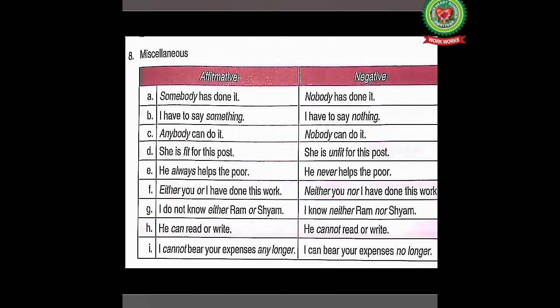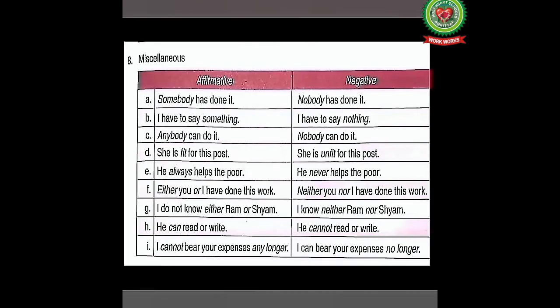Let's discuss some more examples. Okay, look at example number 1. Somebody has done it. And the negative form of somebody is nobody. So our answer is, nobody has done it. Full stop. Okay, look at example number 2. I have to say something. And the negative form of something is nothing. So our answer is, I have to say nothing. Full stop.